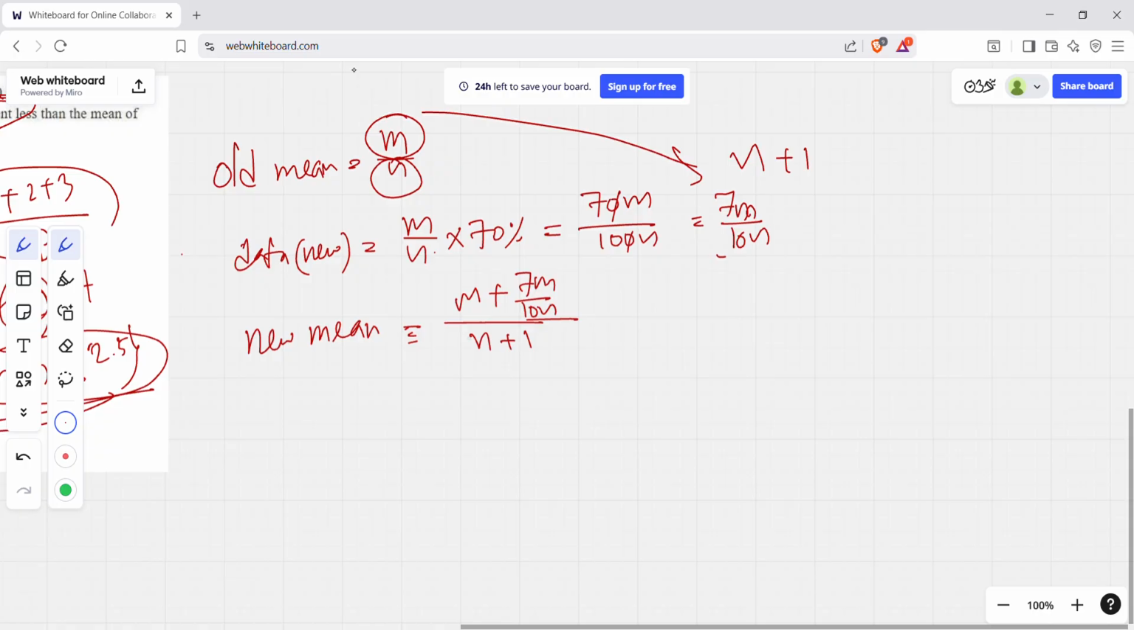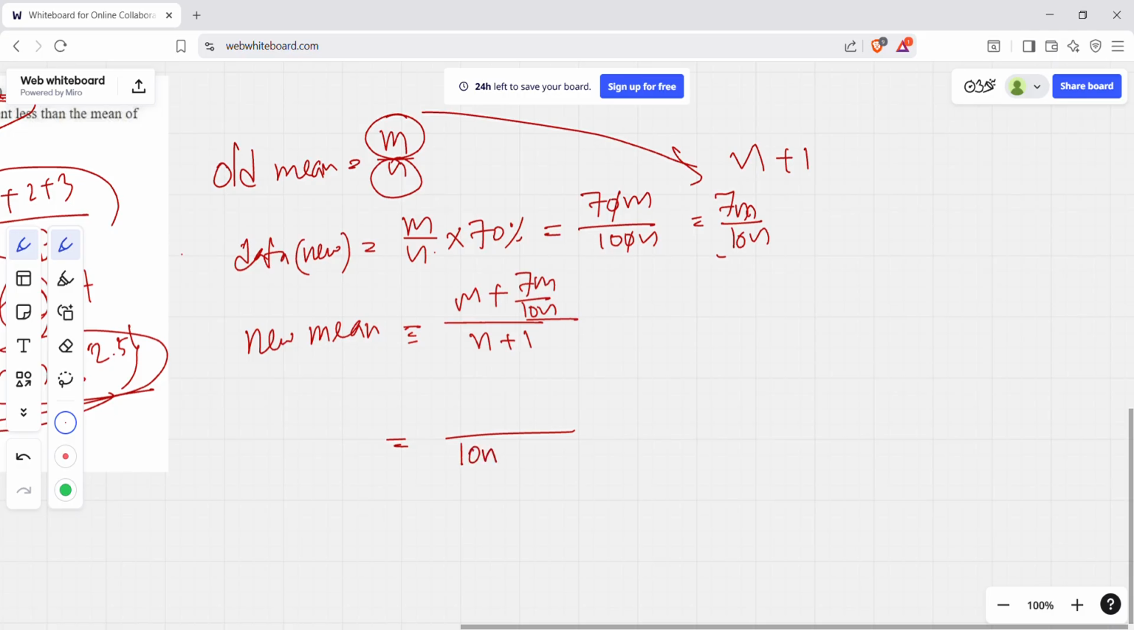Now we just have to make it simpler. 10m. This is ridiculous. Why am I writing it here? Okay, so the 10n will go below. That's ridiculous.